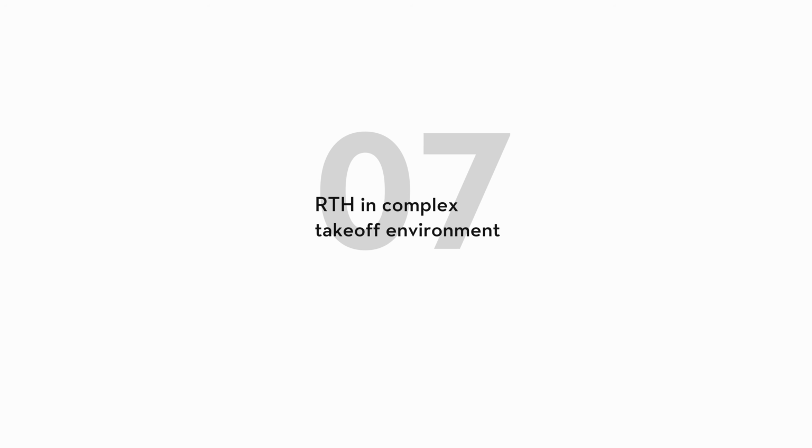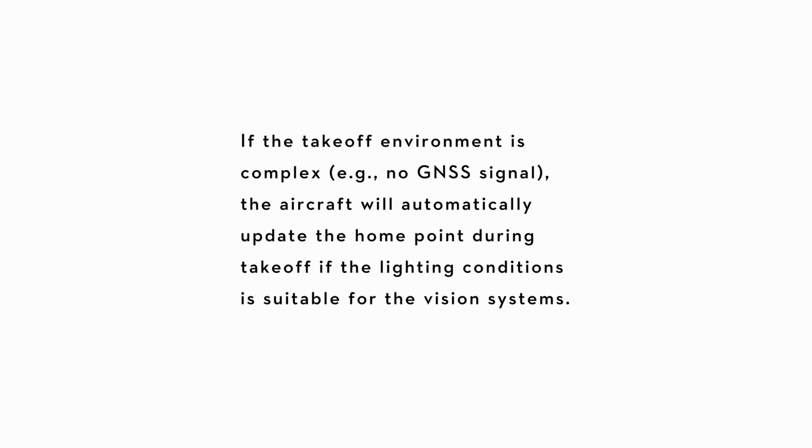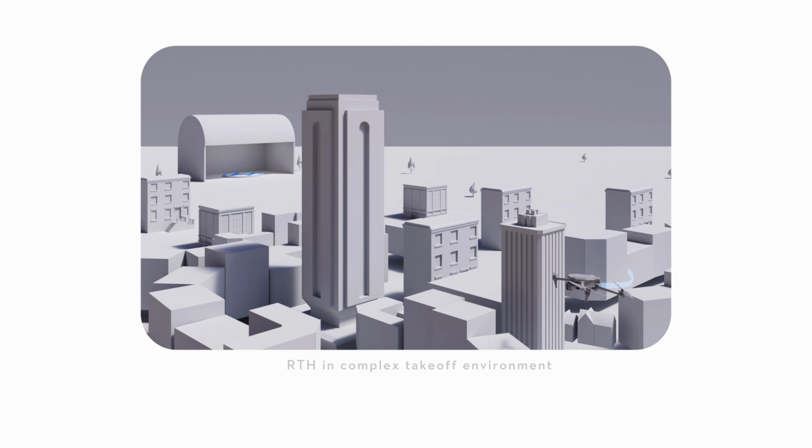RTH in complex takeoff environment. When RTH is triggered, the aircraft will return to a position with strong GNSS signal based on the RTH settings, optimal or preset. It will approximately follow the outbound trajectory back to the vicinity of the home point. At this time, pay attention to the app prompts and choose whether to let the aircraft automatically RTH and land or to manually control the RTH and landing.